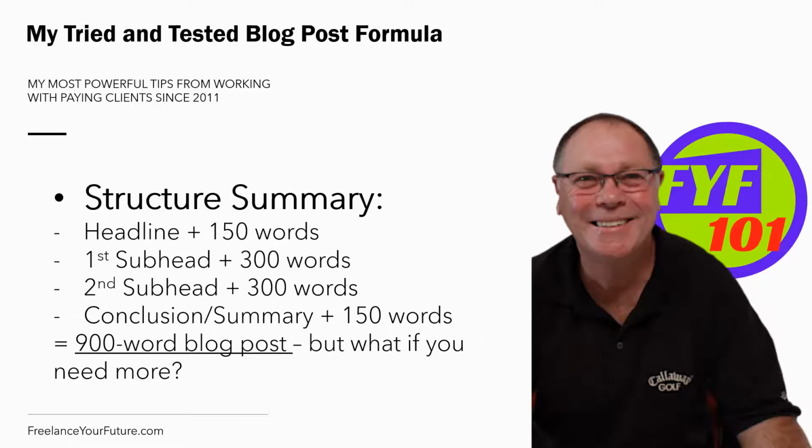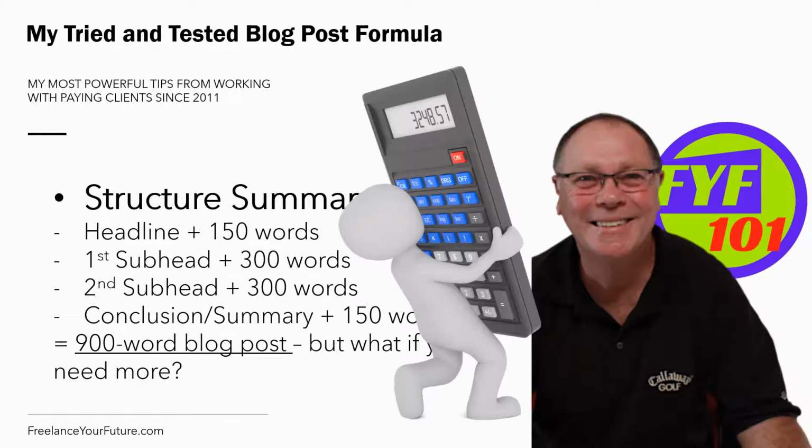Then we came to the first subhead, and follow that with about 300 words of text. Then a second subhead, and follow that with about 300 words of text. Then we come to the conclusion and summary, which, if you remember, we're going to call something other than conclusion and summary, and follow that with about, again, 150 words of text. So if we add that up, we've got 150, 2 300s and 150, so that whole lot comes to 900 words.